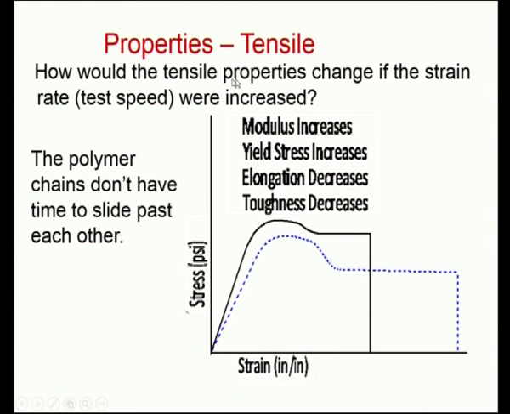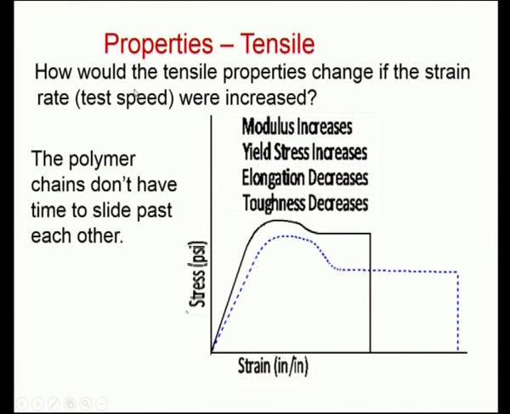Next, how would the tensile properties change if the strain rate or the test speed were increased? As I told you earlier, in the universal testing machine, you have provision to change the speed at which the movable grip can move, for example, from 2 mm per minute to 5 mm per minute or 20 mm per minute. But again, this test speed is set by the ASTM standards. Now let us see what happens if this test speed is increased.